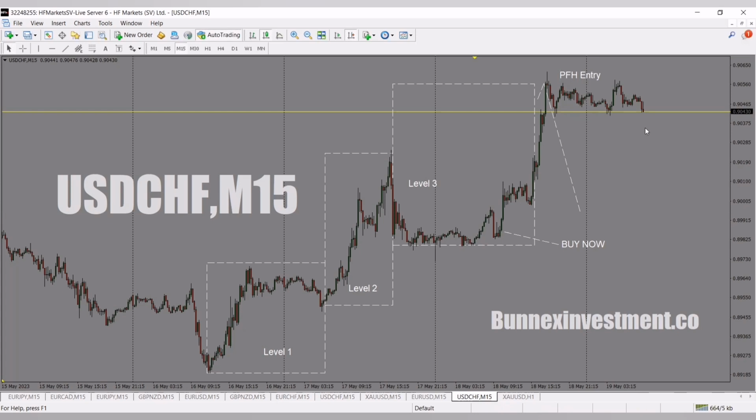And I would say if we have failed to get in at this particular price point, it's now only convenient for us to sell right away, to sell this pair right away to the 200 EMA. So basically, our first action is to sell right away on USD CHF.